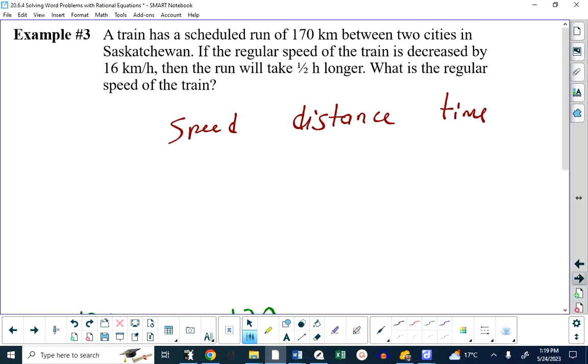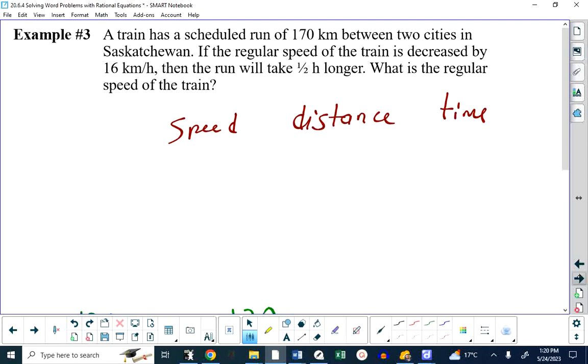So if I was solving a problem in which it was Alva and I meeting in some central location, I would put Alva here and Paul. If it were me walking to the store and then running back home, I would put walking and running. Here, what do we have? A train has a run of 170 kilometers from one city to the next, someplace in Saskatchewan. And it talks about if the regular speed is decreased by a certain amount, then it's going to take a certain length of time more. What's the regular speed? Okay.